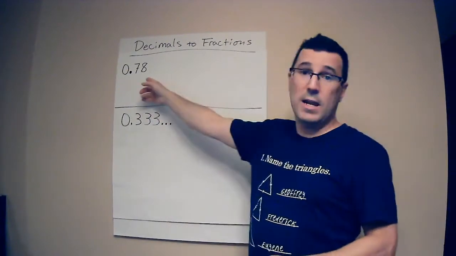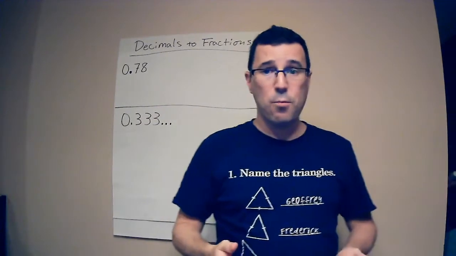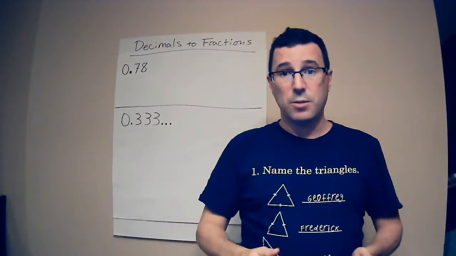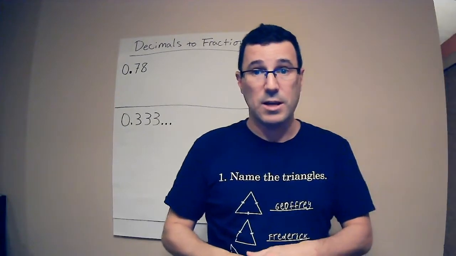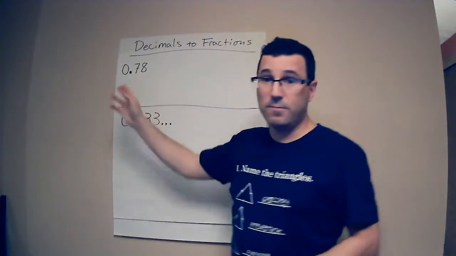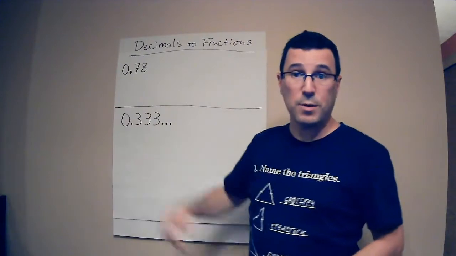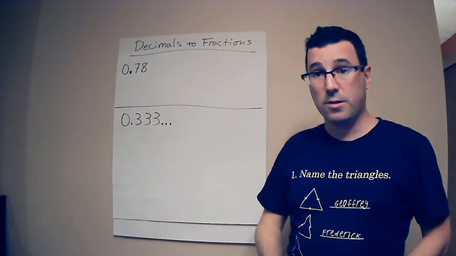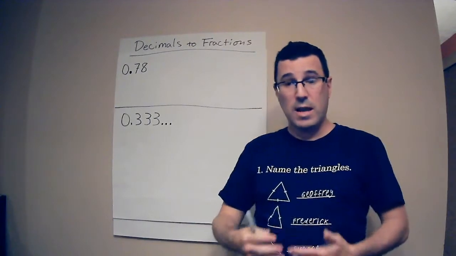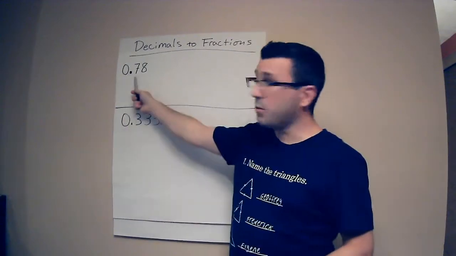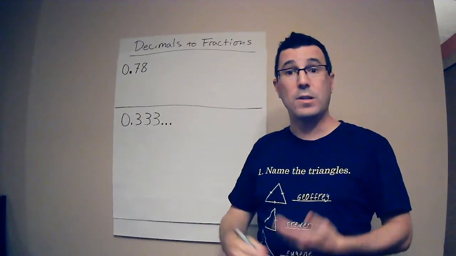We have a terminating decimal, 0.78. It's very important for us to remember decimal placement and how many decimal places there are. So we have here two decimal places. That brings us to the hundredths, and that's important because the first decimal place is the tenths. If something stopped there, we would put it over 10.